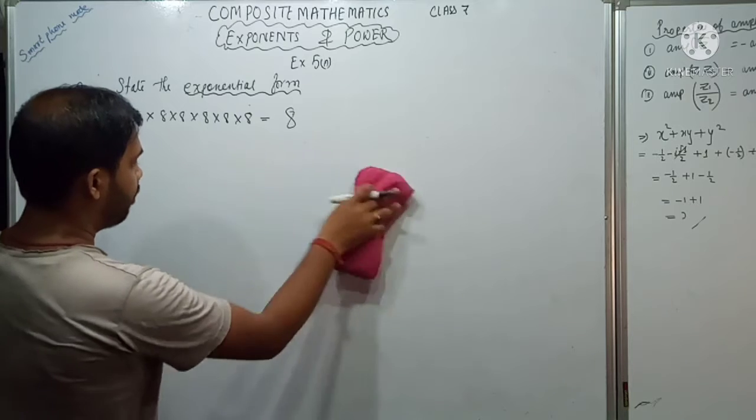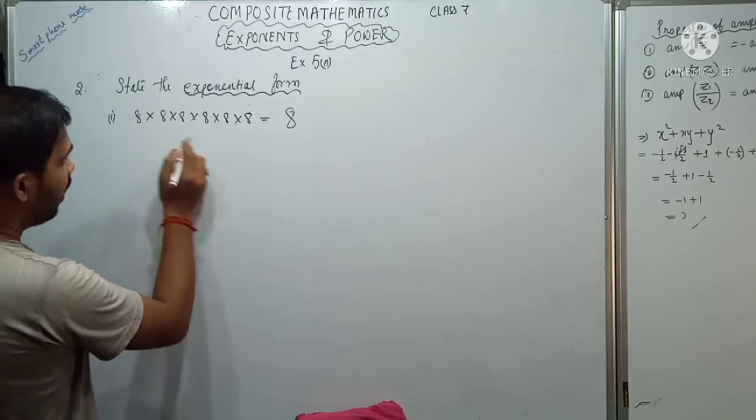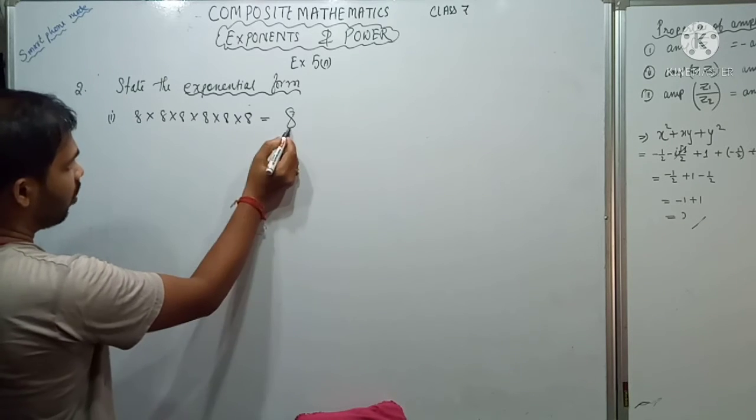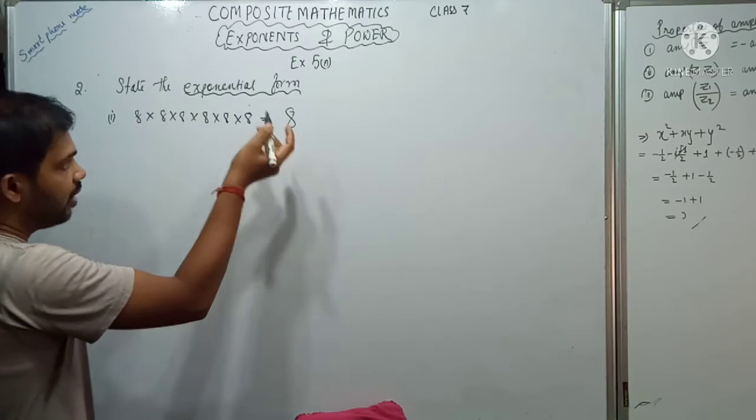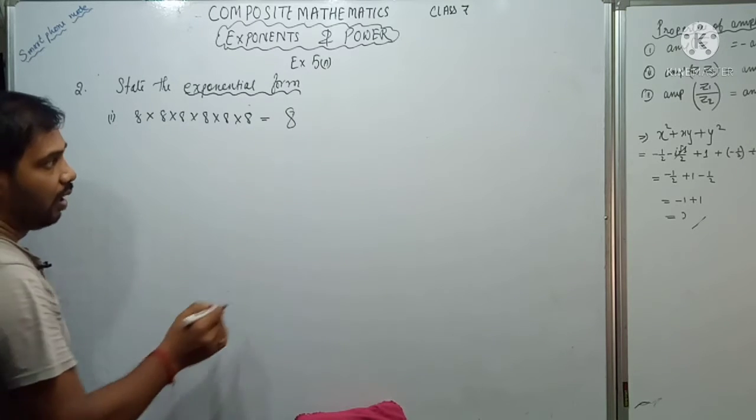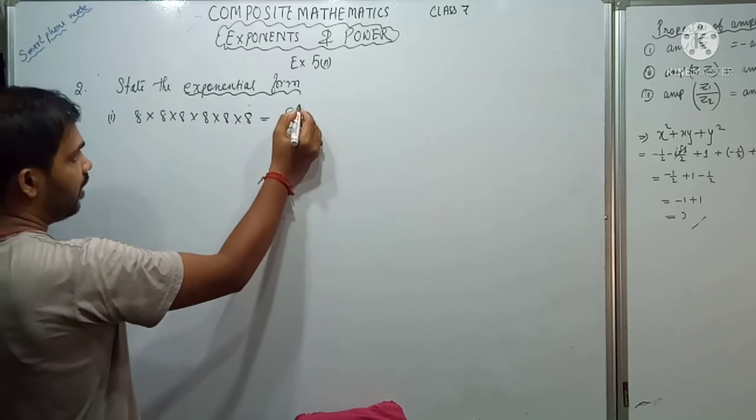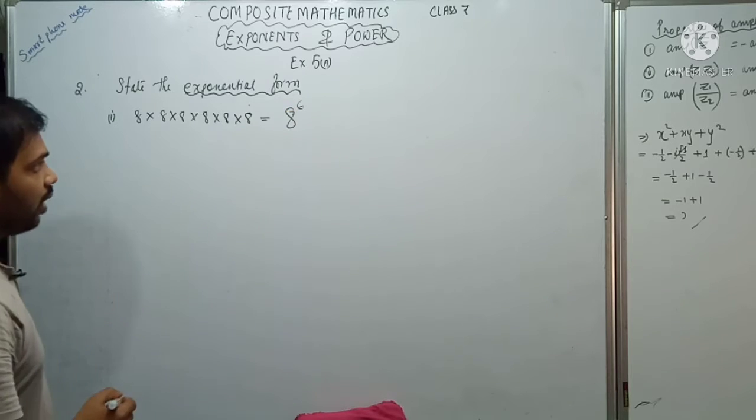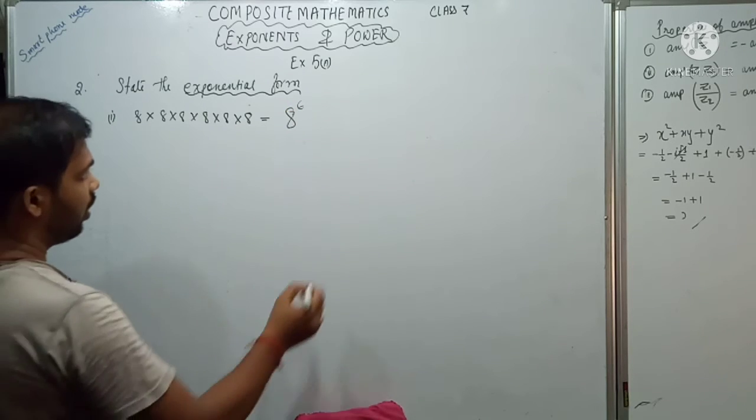So how can we write? 8 is the number, so I have written 8, and how many times it is multiplied will be the power. You can see it is multiplied 6 times, so it is 8 power 6. Okay, now we will do number 2.